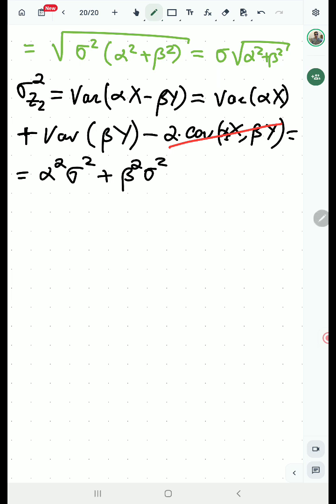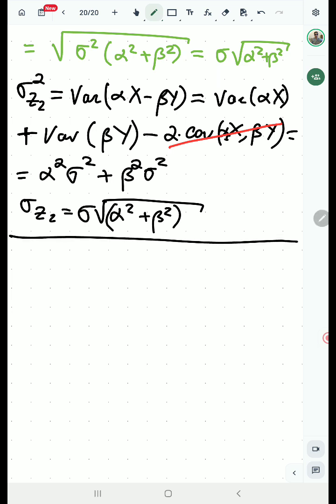And obviously, if you take the standard deviation of Z2, it's going to be equal to the square root of alpha square plus beta square times sigma. So this is exactly the same as for Z1, right? So now let's find the covariance.